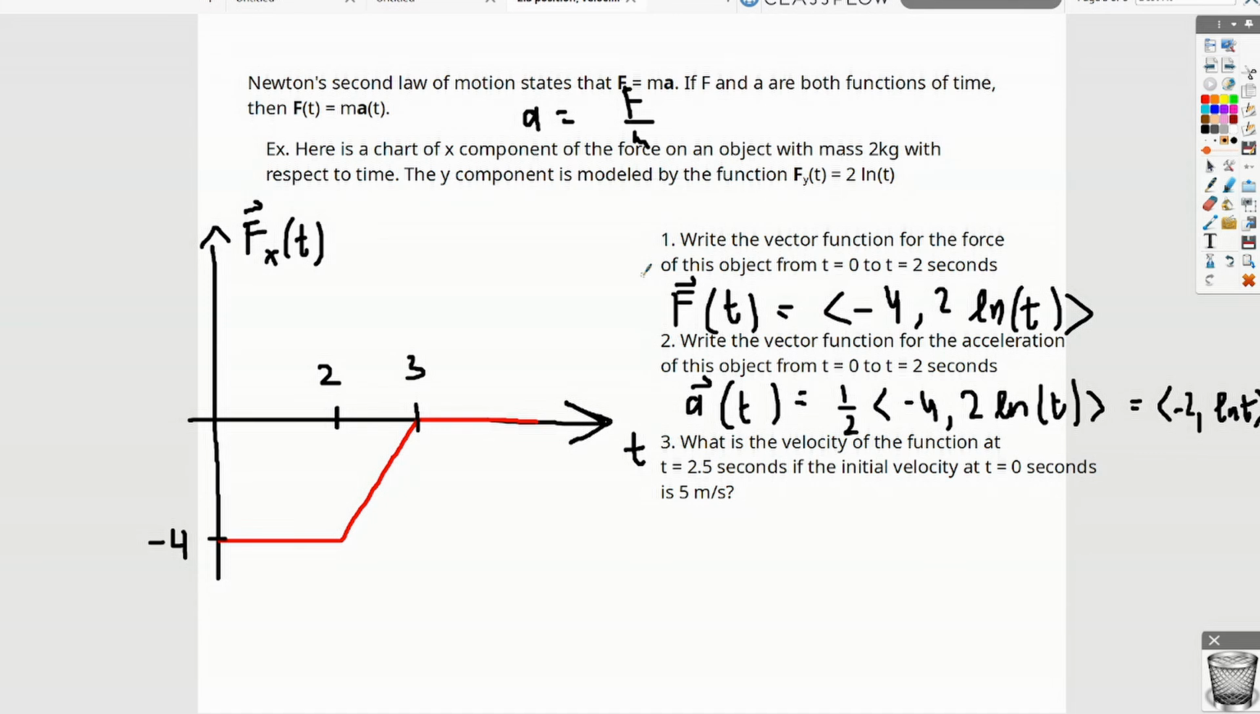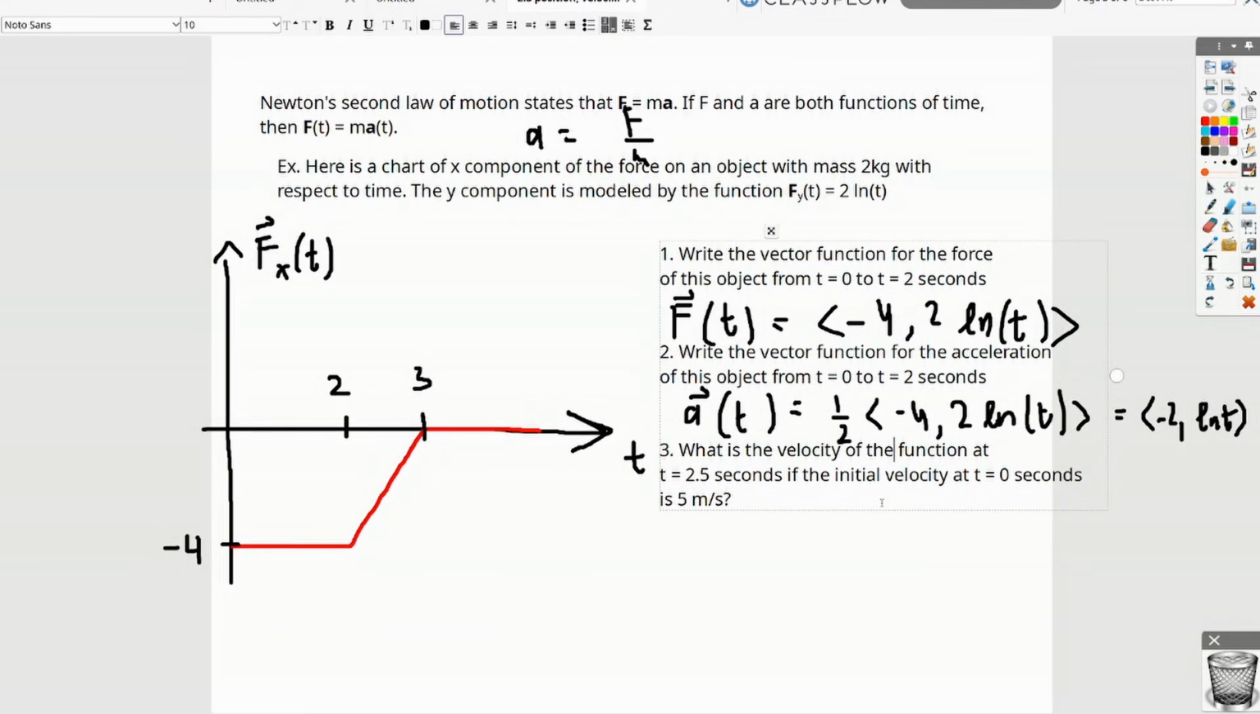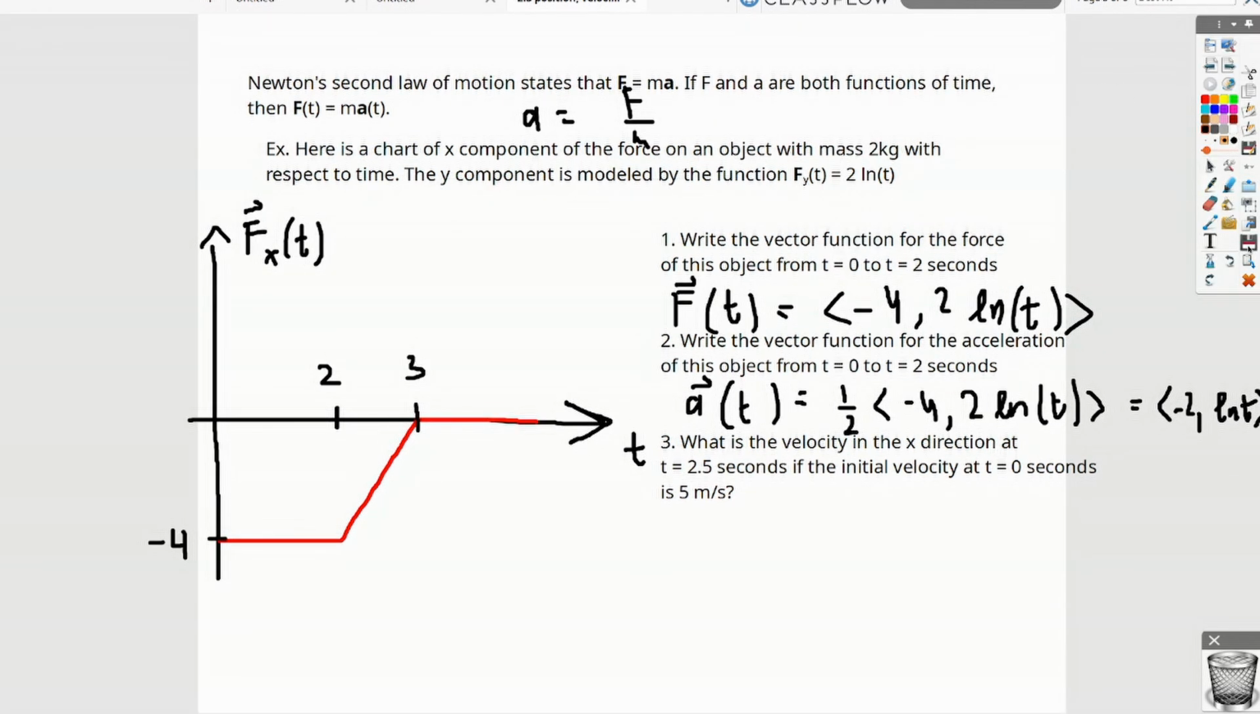It's a little bit of a hard question because you don't know whether the velocity is in the x direction or the y direction. So I'm just going to specify that: velocity in the x direction. There you go. So the velocity is the integral of the acceleration function. So what are we going to get? If it's just the x direction alone, a x of t is -2.